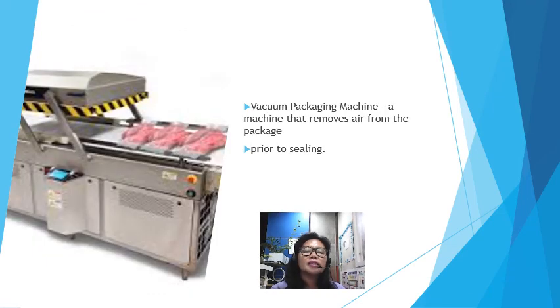Okay, and this one is the vacuum packaging machine. Okay, packaging, meaning you pack it. A machine that removes air from the package. Okay, it removes air from the package so that it would be tight, prior to sealing.